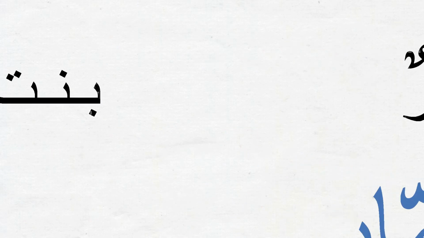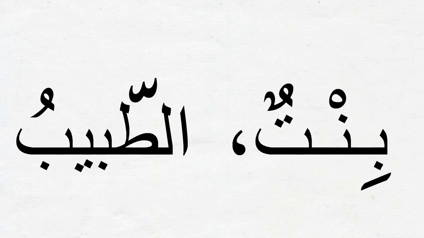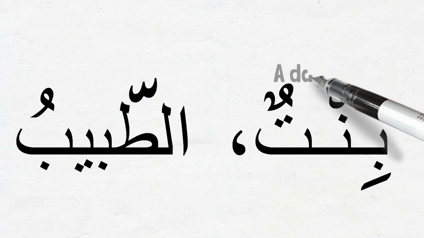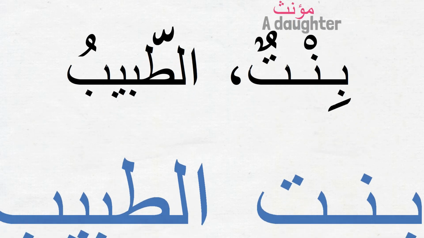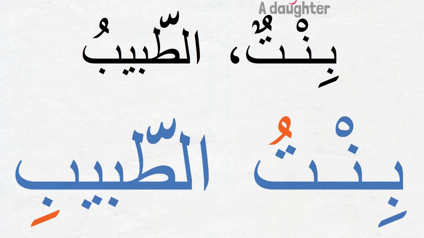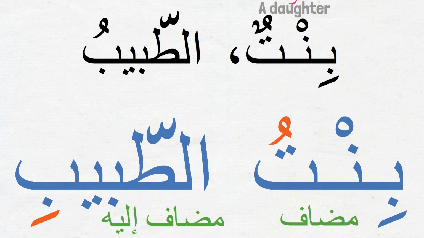The next pair is bintun and at-tabibu. Bintun means a daughter. Notice this ism does not end with ta marbuta, but it is still mu'annath ism because bintun refers to a female. How do we build an idafa from these two ism? We say bintu tabibi. Bintu is the mudaf, and at-tabibi is the mudaf ilayh.